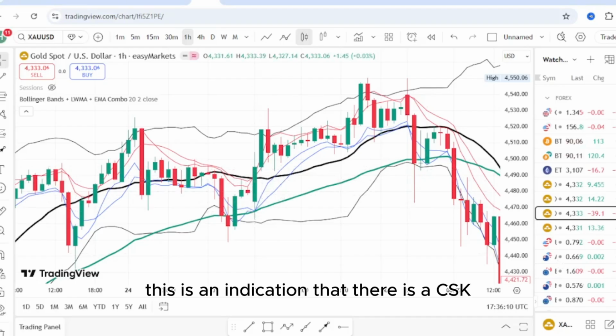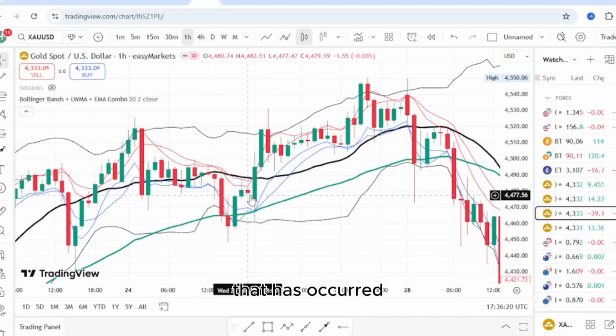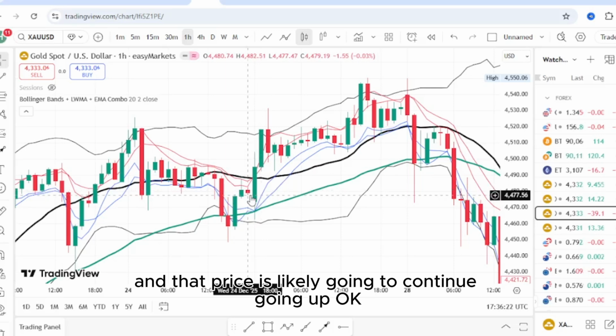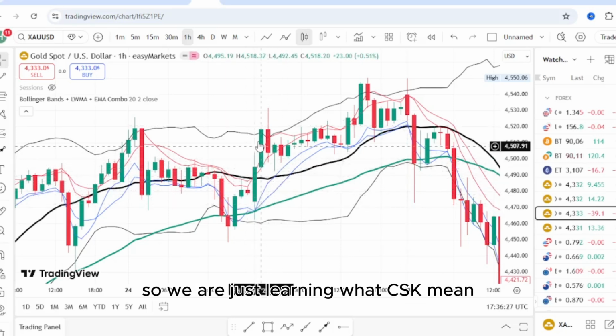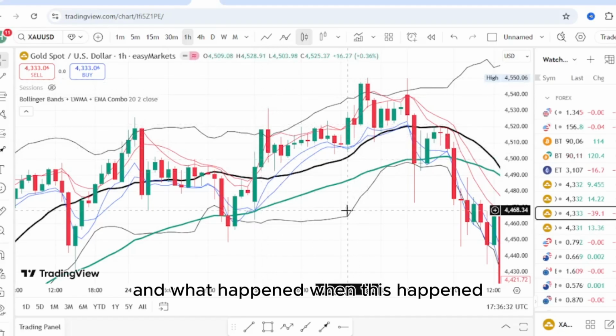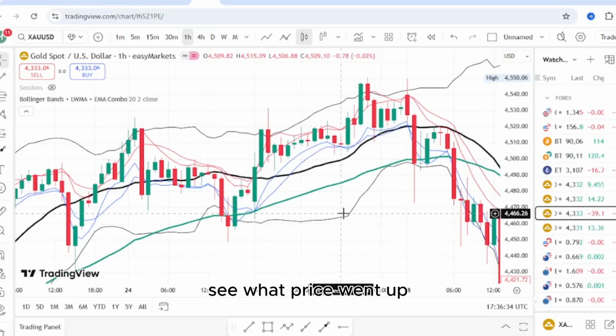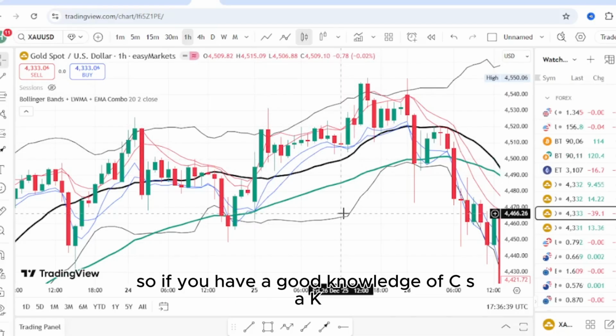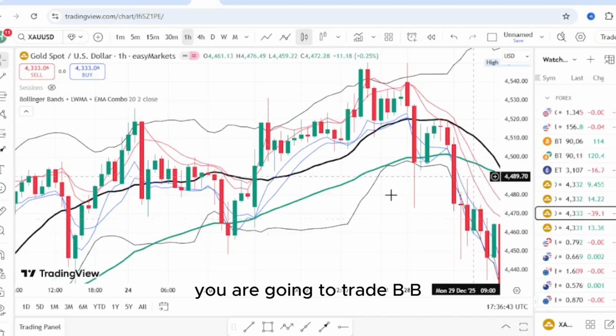That's an indication that a CSK has occurred, and that price is likely going to continue going up. Okay, so we are just learning what CSK means. So this shows you that this is a CSK and price is going to go up. And what happened when this happened? Price went up, came back, retested, and boom, it went up. So if you have a good knowledge of CSAK, you are going to trade the BBMA concept properly and accurately. All right, so let's look for another example.